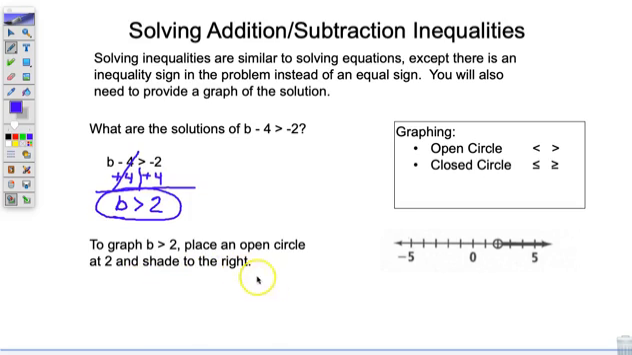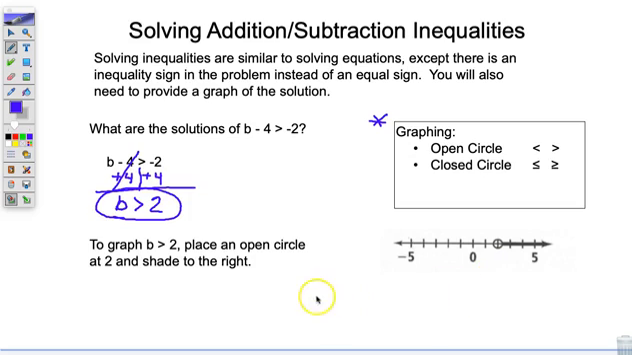shade to the right. So as a reminder right here, when you're graphing, you will use open circles anytime you have a less than or greater than symbol, and you will use a closed circle when you have less than or equal to and greater than or equal to. So you can see at 2, I have an open circle and I'm bolding to the right. Basically what this graph tells the reader is that at 2, the answer begins, everything right of 2. Because the circle is open, it doesn't include the number 2.